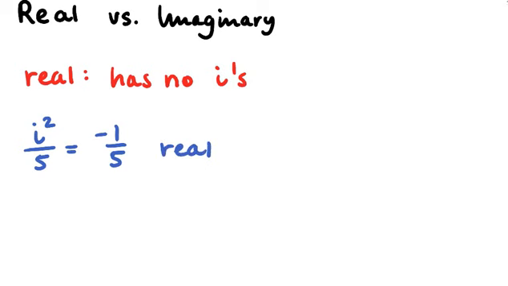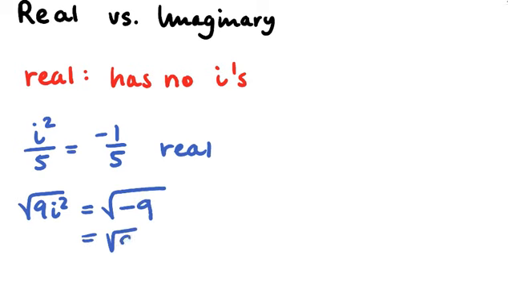What about the square root of 9i squared? You might think this is just going to turn into a real number because it's i squared. So what you would do is make this the square root of -9, which is the square root of 9 times the square root of -1, which is 3 times i. Wait, that has i's in it. This is not real.